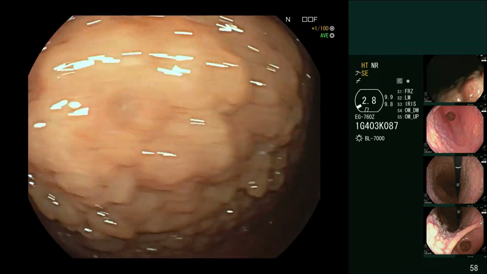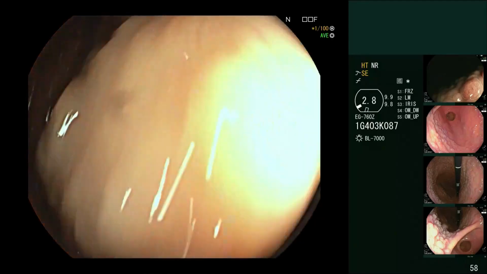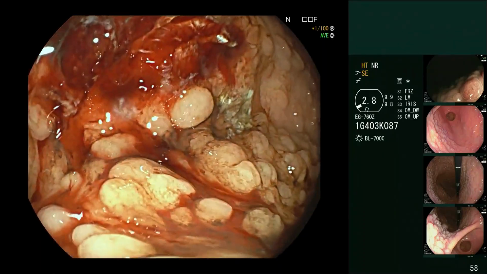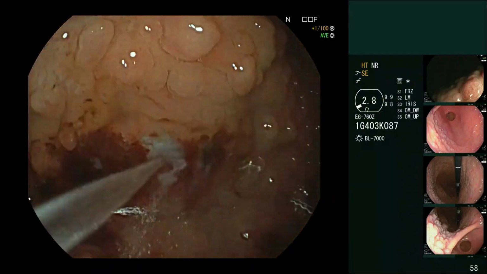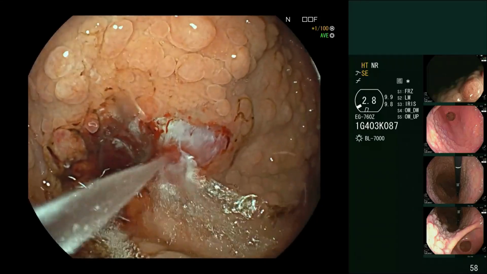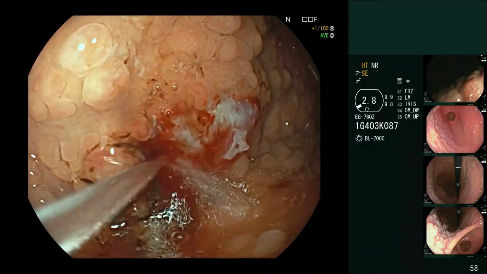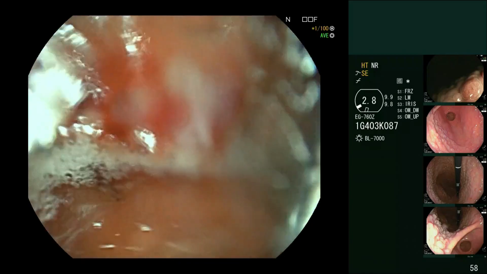And then finally, let's just have a look at what has already been done here. There's been a cold snare polypectomy of one of the fundic polyps, and this fundic polyp was here, I guess. So we can interrogate the defect of the cold snare polypectomy. And this is how to do it. If you don't know how to do it, take the water jet, really expand it up, and then suction out the fluid that you get.